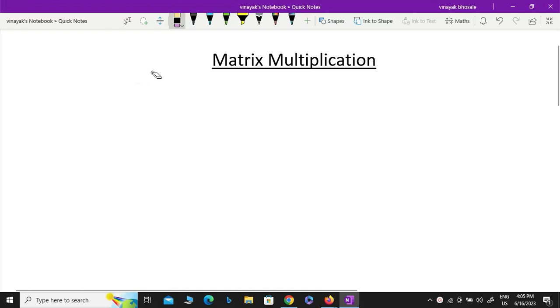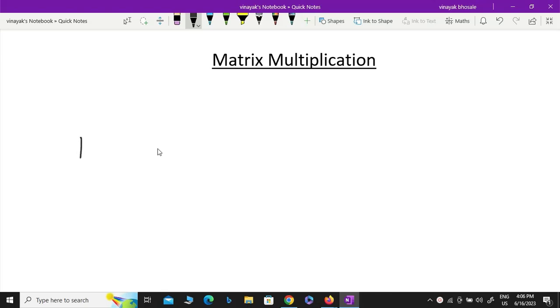In this video, let us see how matrix multiplication works. Matrix multiplication is very much different when compared to matrix addition or subtraction. All right, so now what I'm going to do is create two matrices.